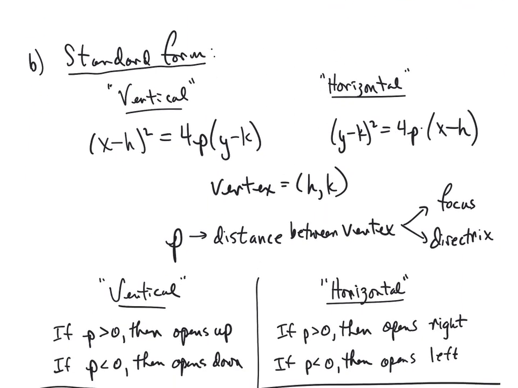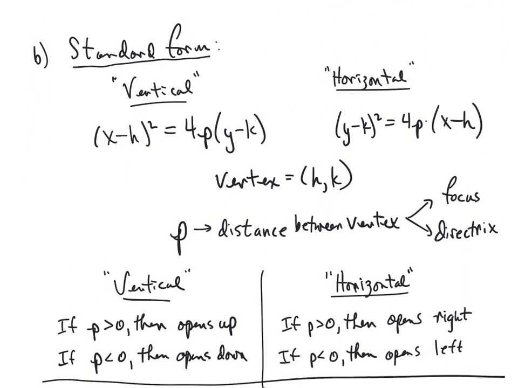Now, next we need to know what the standard form is, just like with circles. We're going to have two standard equations for our parabolas. One is when the parabolas are what are called vertical, and vertical parabolas are parabolas that either open up or open down. In that case, the standard form equation is x minus h, quantity squared, is equal to 4p times y minus k.